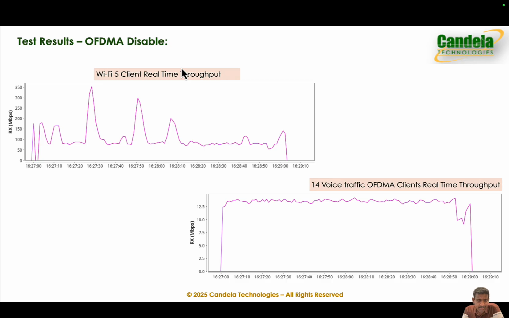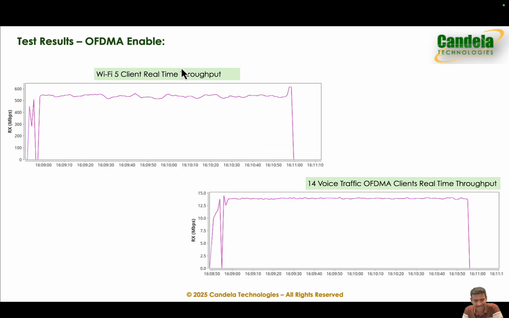Now the same test when repeated with OFDMA enabled looks like this, right? So we are seeing about 500 Mbps throughput for the Wi-Fi 5 client, and still we do see the same 14 Mbps throughput for the OFDMA capable clients. So the traffic to the OFDMA capable clients is going as normal and without any disruption, while the Wi-Fi 5 client is now able to achieve a significantly higher throughput. This clearly shows that the OFDMA traffic is now consuming much less airtime. So there is more airtime available for the Wi-Fi 5 client to use, and that is seen in the throughput.